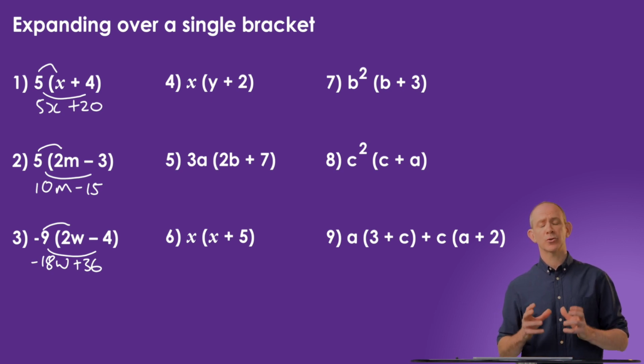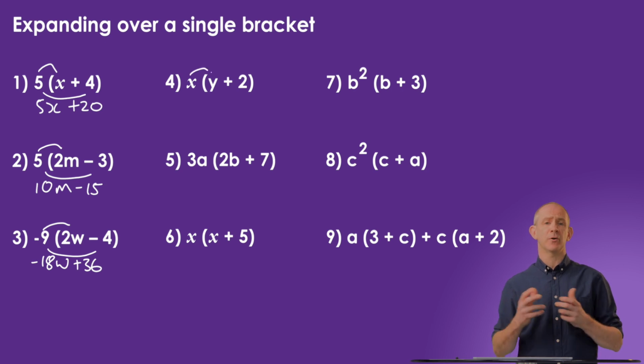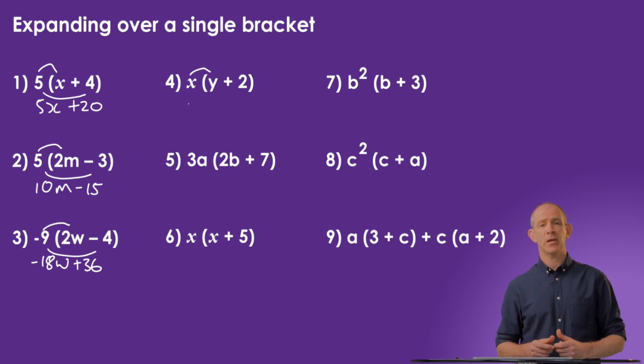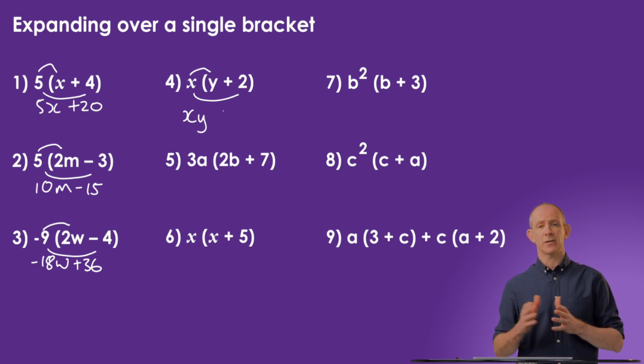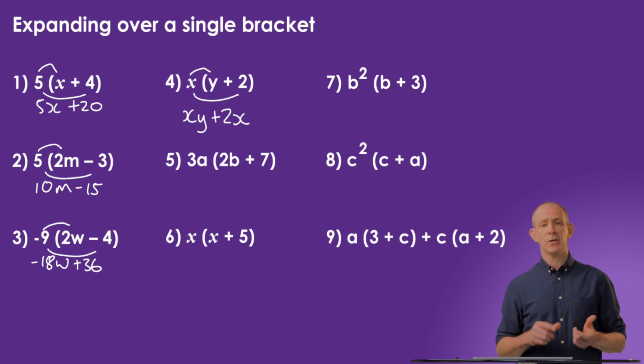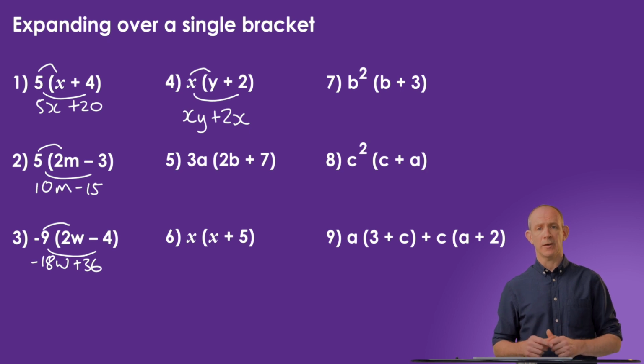Now question number 4 shows you that it doesn't actually need to be a number outside of the brackets. So here we've got x outside the brackets, and then inside y plus 2. Again, we're going to multiply the term outside by the terms inside. x times y would give you xy, and x times 2 would give you plus 2x. So the answer would be xy plus 2x.